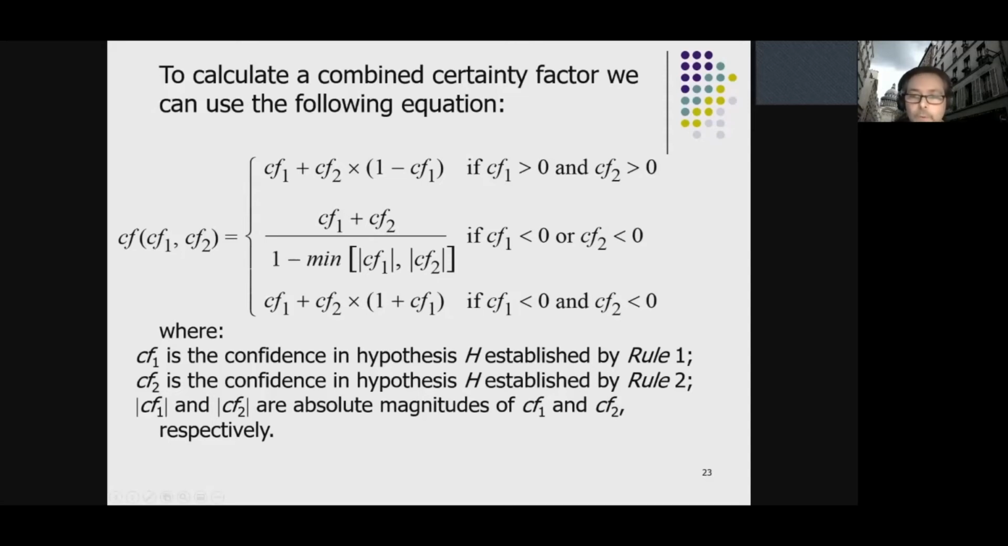So first, if both are positive, you use the first equation. If one of them is negative, you use the part in the middle, and if both of them are negative, then it's the last equation that you have to follow. In any case, numbers are simple. They are values between 0 and 1, and you can easily do this kind of calculations.